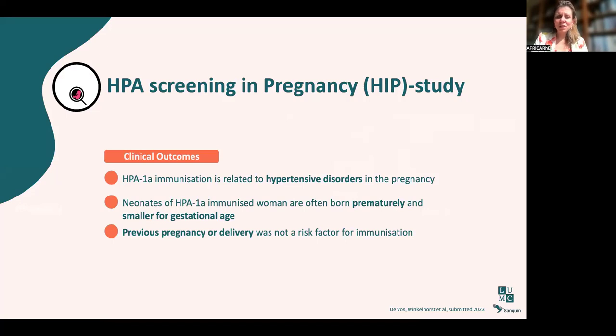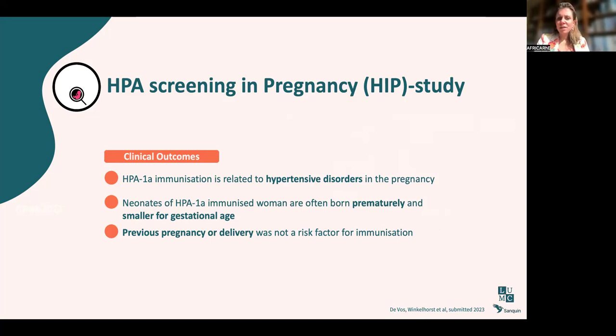Also, there were some interesting clinical outcomes. HPA-1a immunization is related to hypertensive disorders, so be alert for these patients to develop high blood pressure or preeclampsia. And neonates of HPA-1a immunized women are often born prematurely and small for gestational age. Again, look at the growth of the baby and be alert for premature birth. As noted, previous pregnancy or delivery was not a risk, and it's interesting because that also underlines a different mechanism from HDFN.